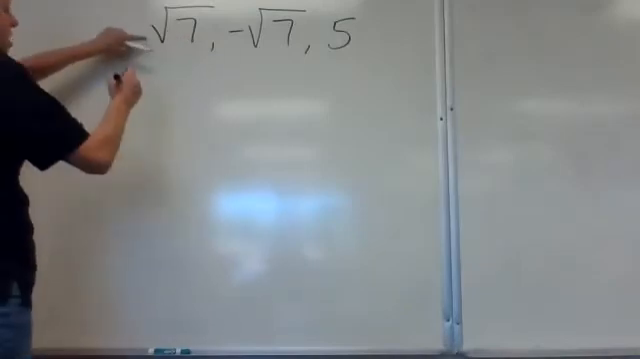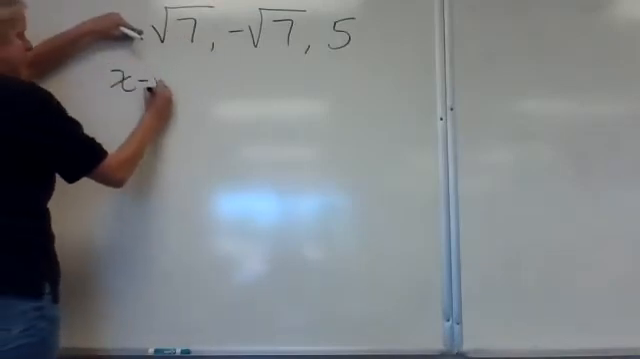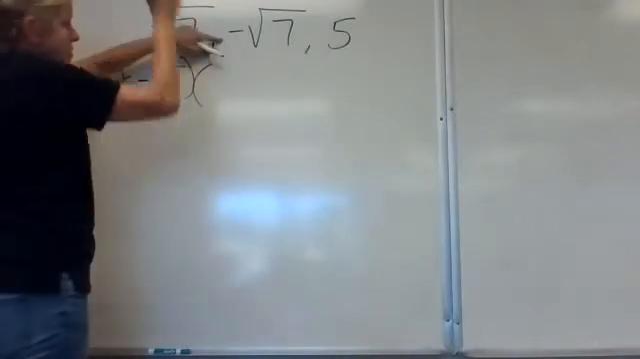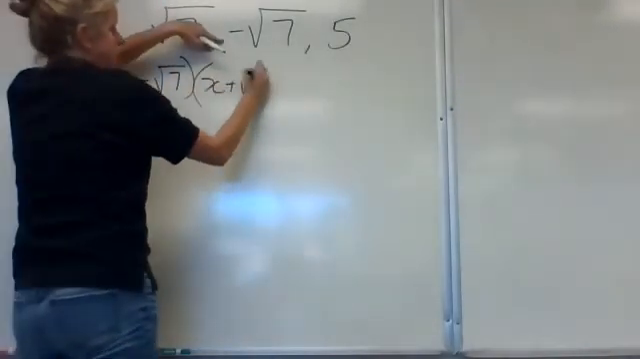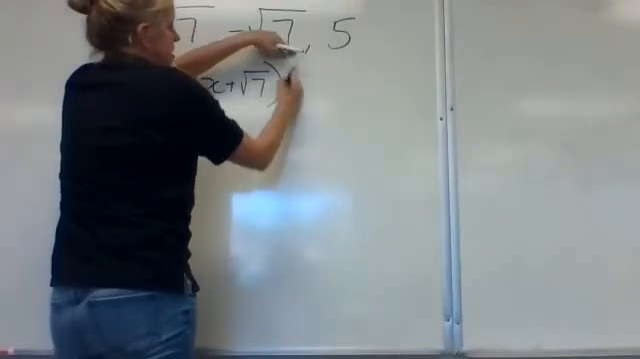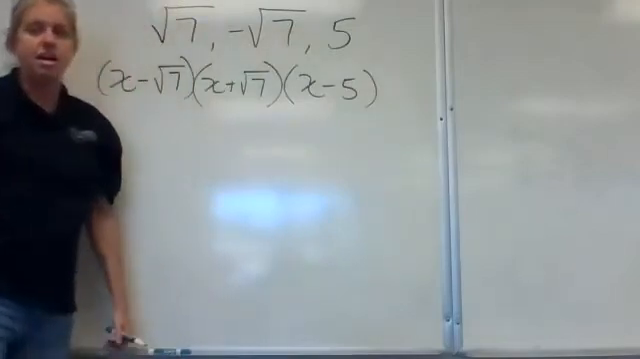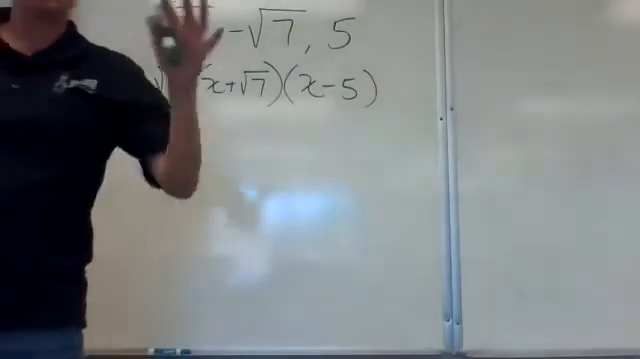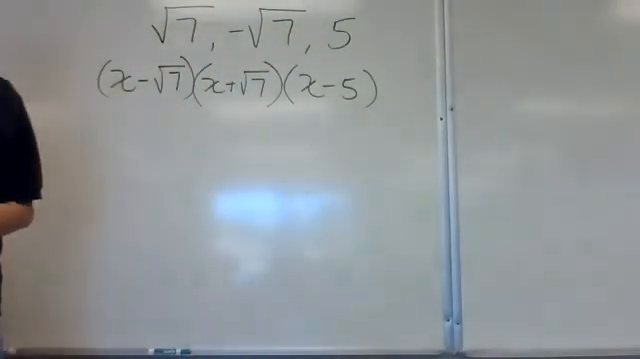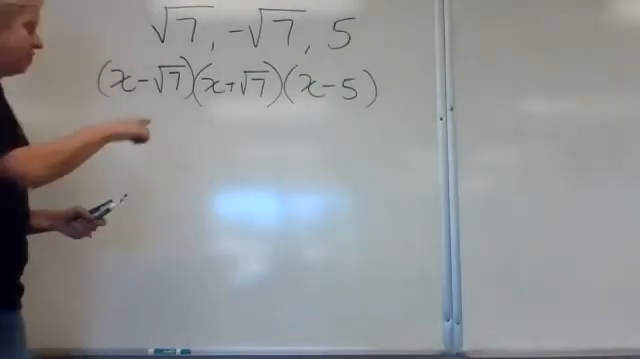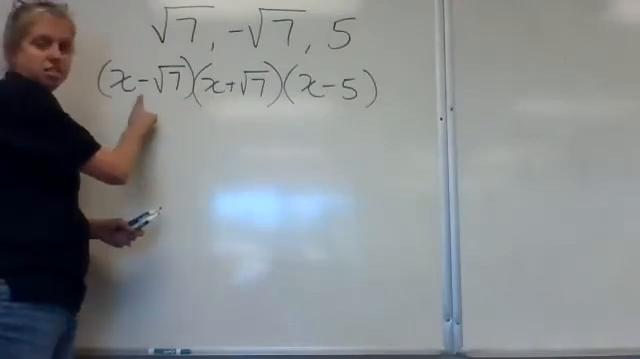Because if this is the 0, that means it came from x minus the square root of 7. This one came from x plus the square root of 7. And this one came from x minus 5. Now remember, it's up to us which two I want to multiply together first. So I'm looking for conjugates to make it easier on myself. And I noticed that these two are conjugates.